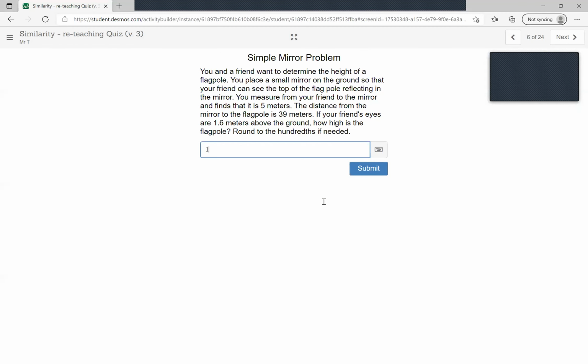The other way I can do this problem is I can tell you how high the flagpole is, and you have to figure out, like, the X goes here. So we have 1.6 over 5 is one way to set up this proportion, is equal to X over 39. And I'm going to cross multiply and solve. So I'm going to multiply the 1.6 times the 39 and then divide by 5. So that's what I'm going to do back here. 16 times 39 divided by 5.